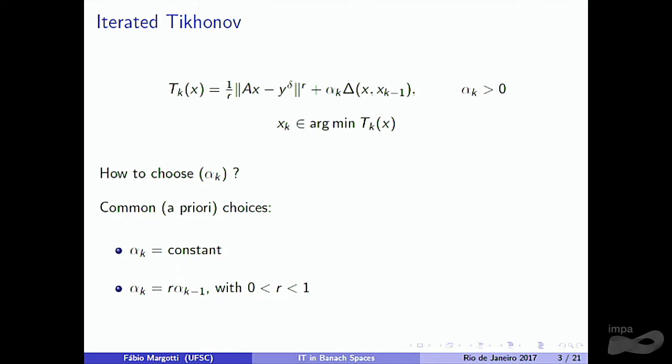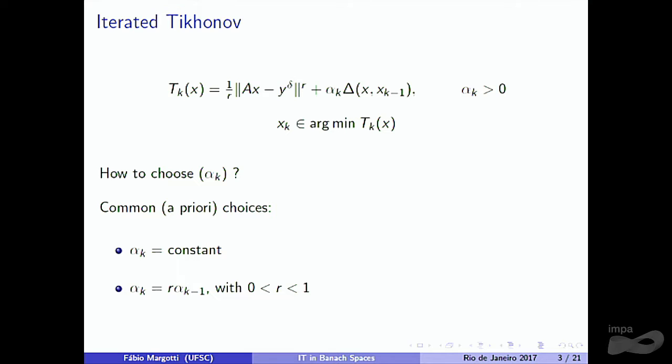Some popular choices for this parameter, a priori choices actually, are these two different choices. The first one is choosing alpha constant. This is called stationary iterated Tikhonov. And if alpha is not constant, a common choice is a geometrical sequence. This is called the non-stationary iterated Tikhonov method.